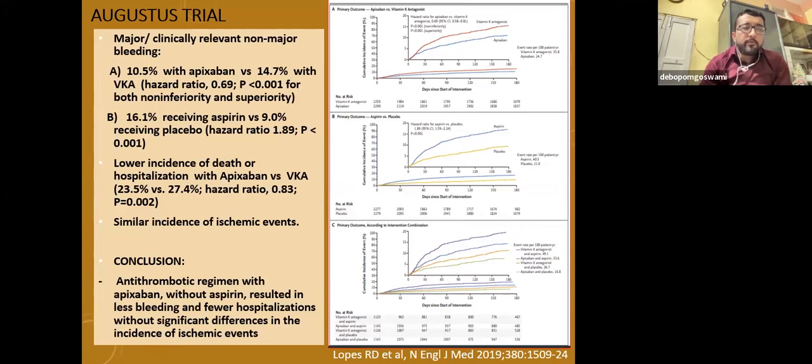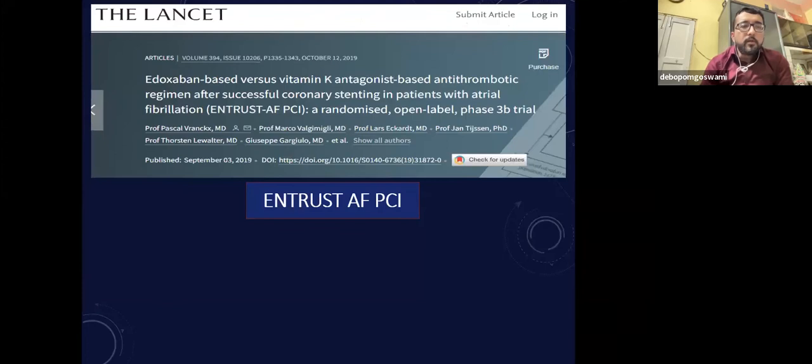So to conclude from the AUGUSTUS trial, the antithrombotic regimen with apixaban without aspirin resulted in less bleeding and fewer hospitalizations without significant differences in the incidence of ischemic events. Next slide. Now coming to the edoxaban-based trial, which is the ENTRUST-AF PCI trial. It was a randomized open-label trial. Next slide.